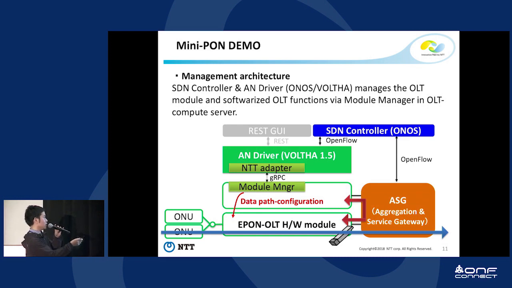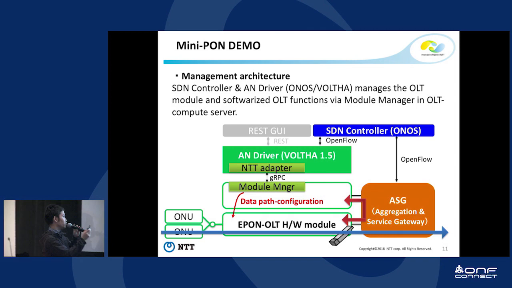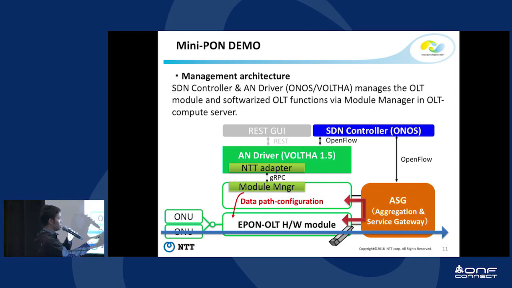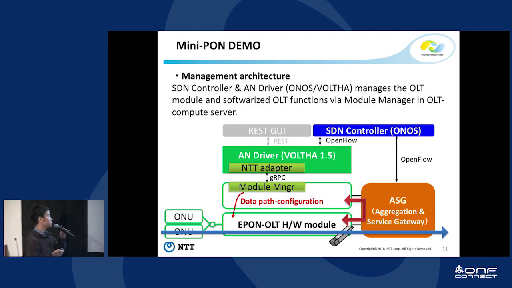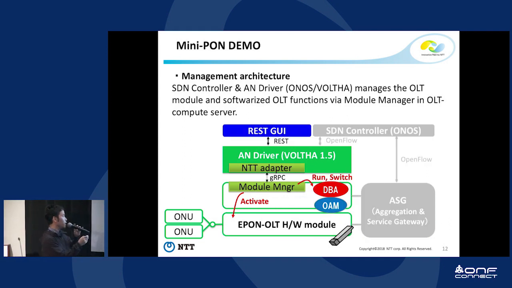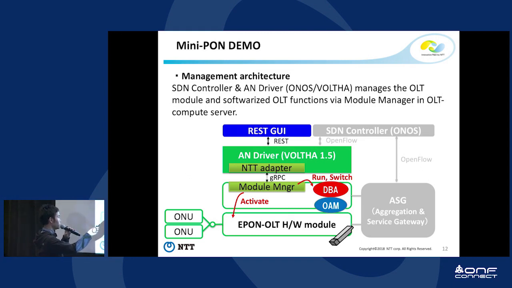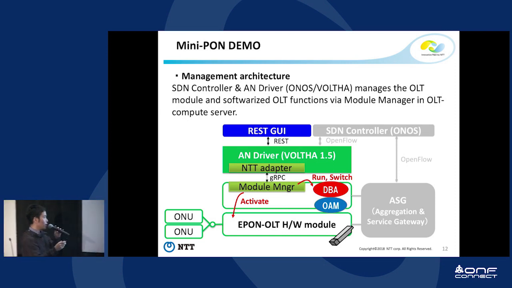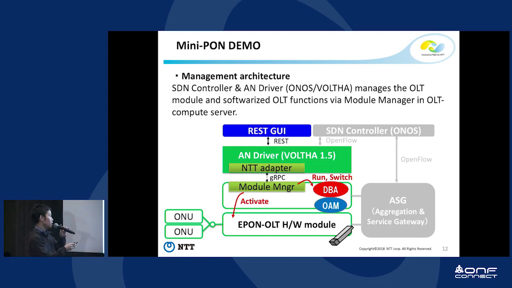This figure shows the management architecture of this demonstration. ONOS manages the data path, the user data path in the hardware module, and the control path in the ASG. On the other hand, VOLTHA manages the activation of the module and the activation of the software function. In detail, we use the NTT adapter and the module manager running in the OLT compute. The module manager activates the hardware module and the software DBA after receiving a gRPC message.